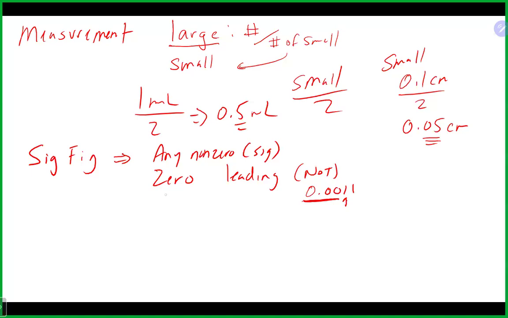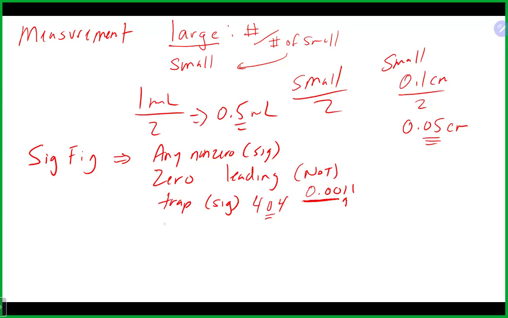There are trapped or captive zeros, and those are significant. Once again, those are zeros that are essentially trapped between two non-zero numbers. So like in 404, that zero would be significant because it is trapped between two non-zero numbers.